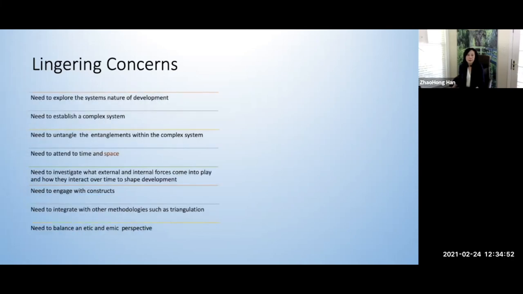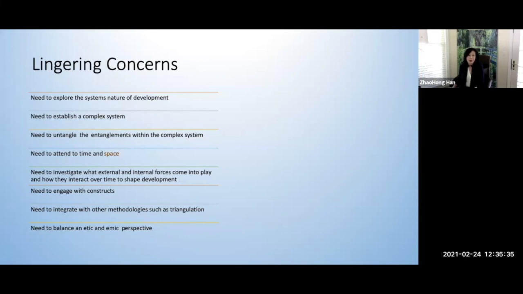Now I'm going to talk about some of my lingering concerns. Looking at the four studies, looking at the studies that have been done in the field, it appears to me that there is a need to explore the systems nature of development. And there is a need to establish rather than assume a complex system. Relatedly, there is a need to untangle the entanglements within the complex system. There's also a need to attend to time and space. And there's a need to investigate what external and internal forces come into play and how they interact over time to shape development.